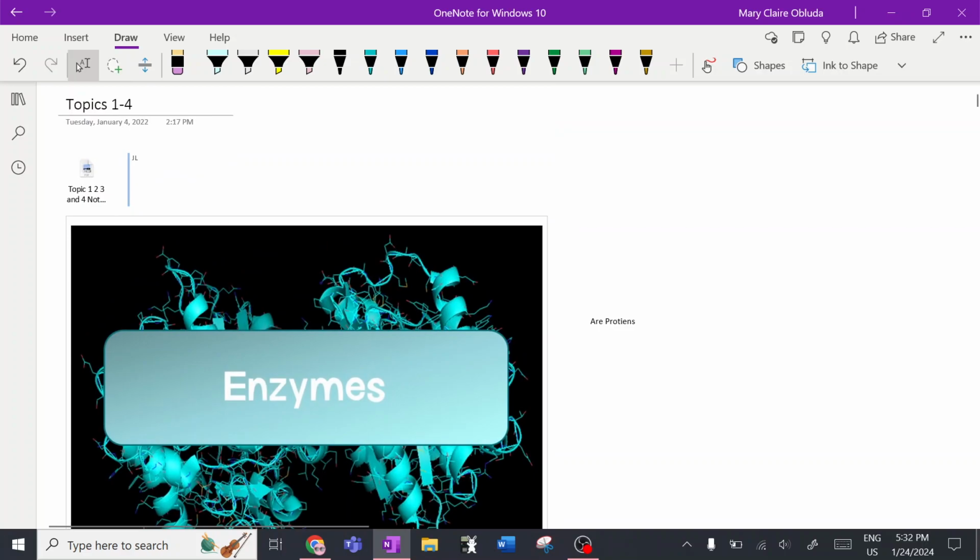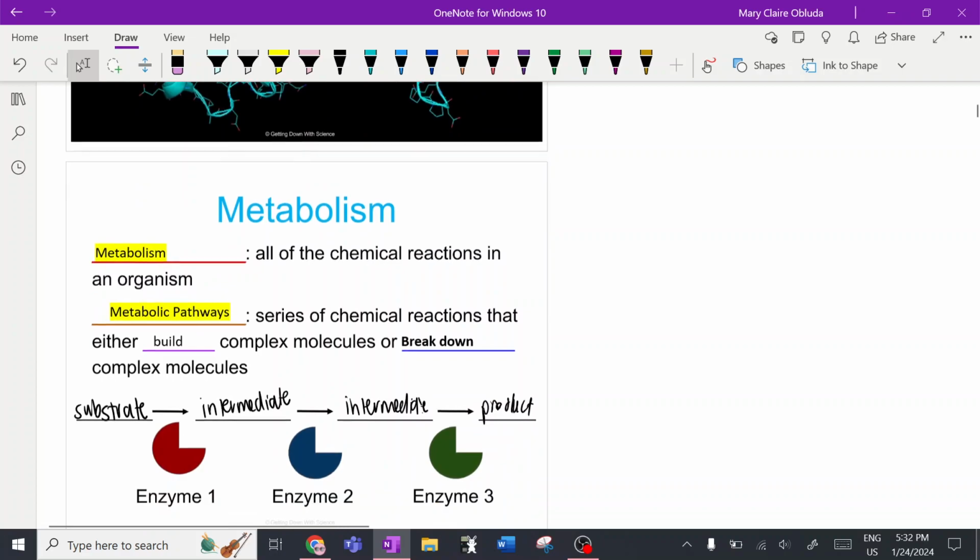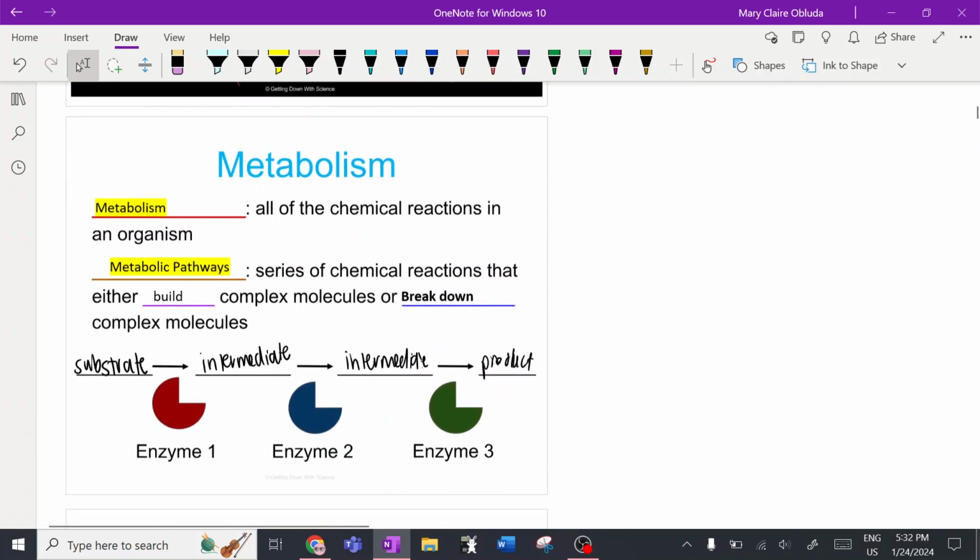Okay, so this is about enzymes. First, we're going to look at metabolism. Metabolism is all the chemical reactions in an organism. And metabolic pathways, this is a really important concept about the series of chemical reactions that either build up complex molecules or break them down.